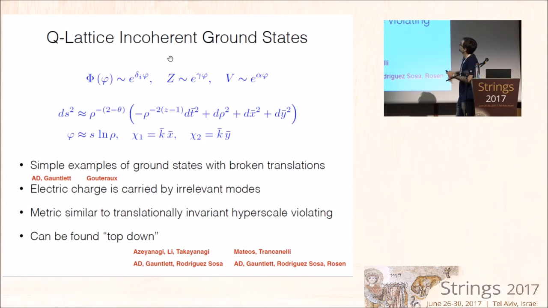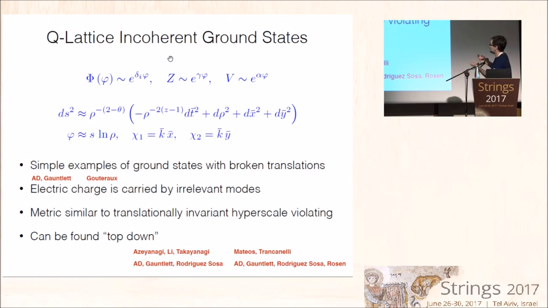It has to do with the form that the capital Phi, Z and V that appear in my Lagrangian can take. If I think of configurations where this scalar phi is taking really large values, and in those regimes the three functions are approximated by exponentials, then I can write down a zero temperature horizon solution, which looks very similar to the hyperscale violating solutions which don't break translations.